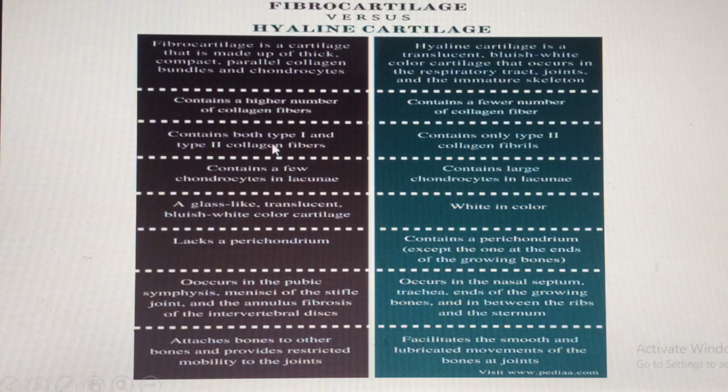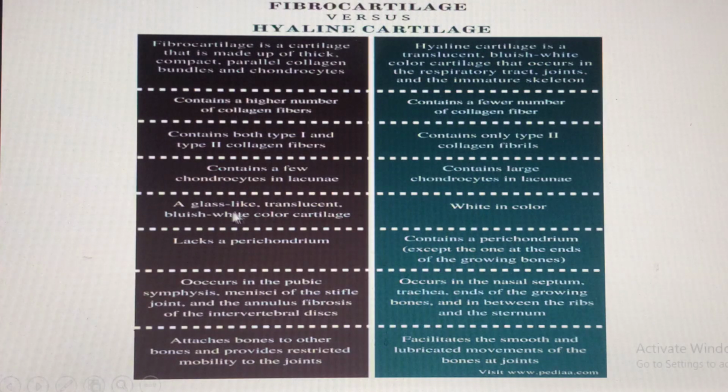Fibrocartilage contains both type 1 and type 2 collagen fibers. But in the case of hyaline cartilage, apart from containing type 2, it also contains type 6, type 9, type 10, and of course type 11 fibers, although in small quantities. But in terms of chondrocytes, the chondrocytes in fibrocartilage are fewer compared to hyaline cartilage. Then, fibrocartilage is actually white. Okay, so they've changed it. So this is supposed to be here. The fibrocartilage is whitish in appearance, which is why you also call it white cartilage.